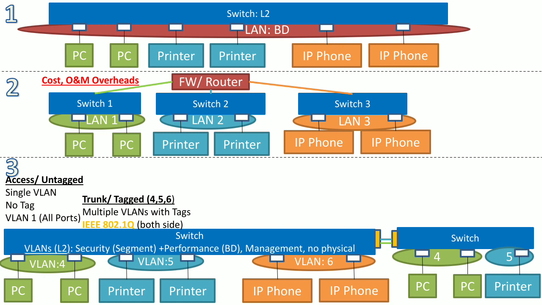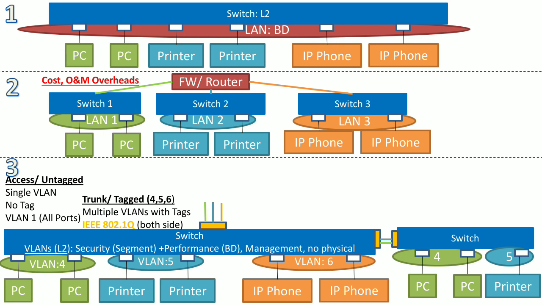And once this tagged frame arrives at the first switch, the first switch will know that this is destined for VLAN 4, since the tag of VLAN 4 is attached to this frame. This VLAN tagging is part of the IEEE 802.1Q standard.